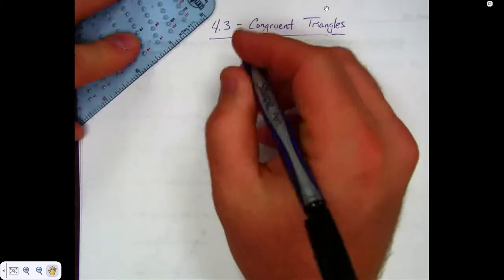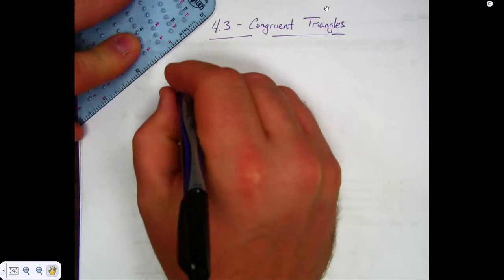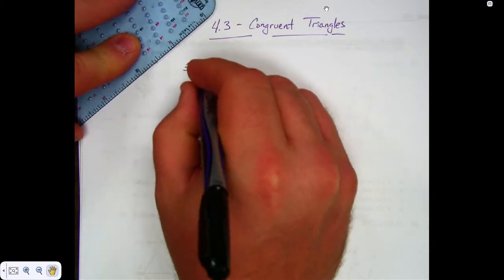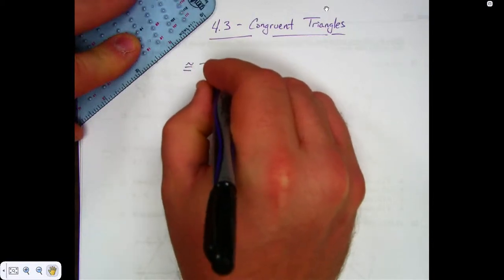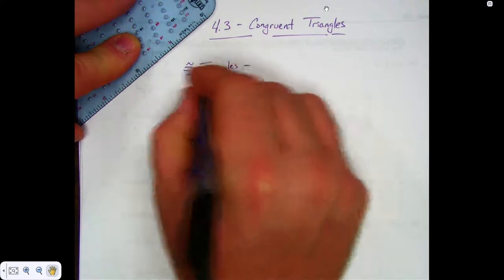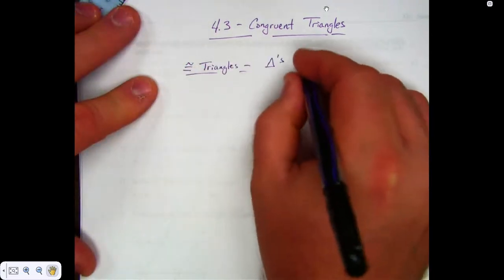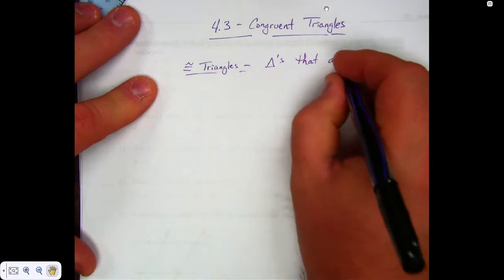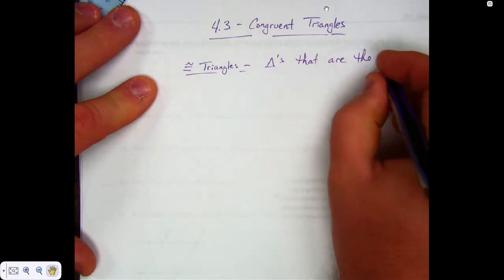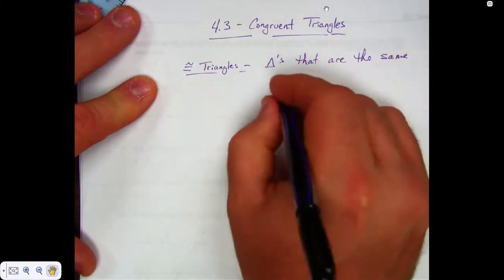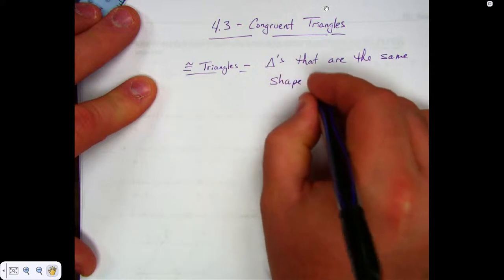Congruent triangles. What do you think congruent triangles are? So let's say triangles that are the same shape and size.